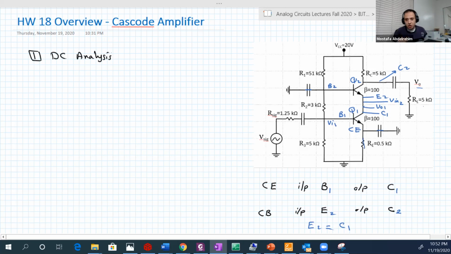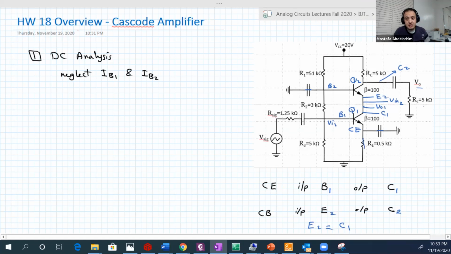I will not solve it, I will just write the equations for you, the assumptions that we use for such a circuit to solve it. So usually we neglect I base 1 and I base 2. We usually do so. By the way, you can solve it without neglecting them, but to make it easy for you, you should neglect them.